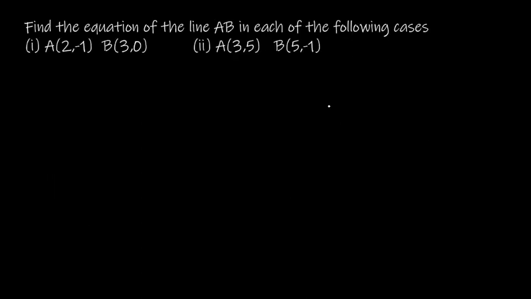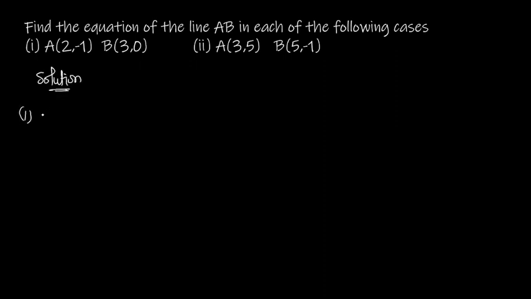Alright, so let's have a look at another example. We are to find the equation of the line AB in each of the following cases. In case 1, we have the point A with the coordinates 2, -1, and the point B with the coordinates 3 and 0. In the second case, we have A with the coordinates 3, 5, and B with the coordinates 5, -1. Alright, so let's go ahead and look at the solution for this problem.